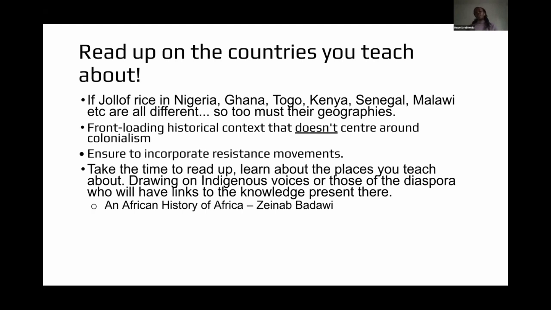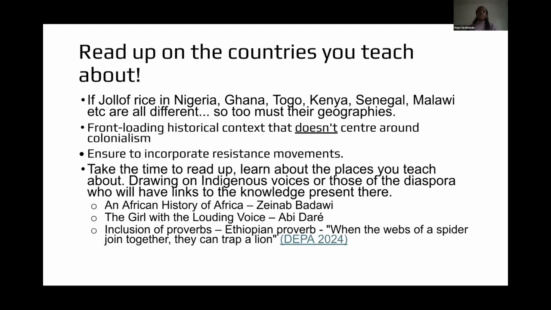But really interesting books that I've been reading recently. This one's quite a popular text at the moment, An African History of Africa by Zainab Badawi, and within that book they've incorporated lots of resistance movements that you can draw on. You can look at fiction too, so The Girl with the Louding Voice by Abi Daré. That's located in Nigeria and it gives a good context.